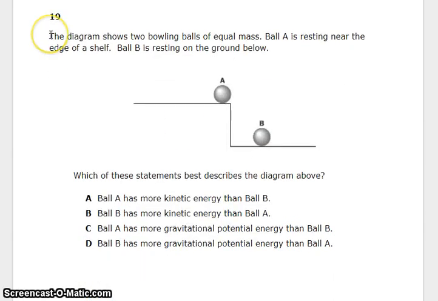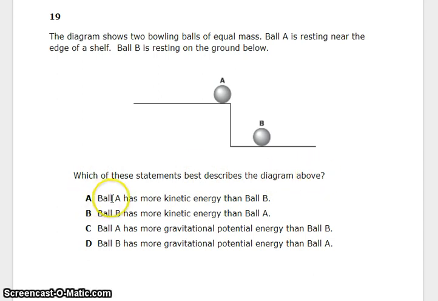Number 19. The diagram shows two bowling balls of equal mass. Ball A is resting near the edge of a shelf. Ball B is resting on the ground below. Which of these statements best describes the diagram above?